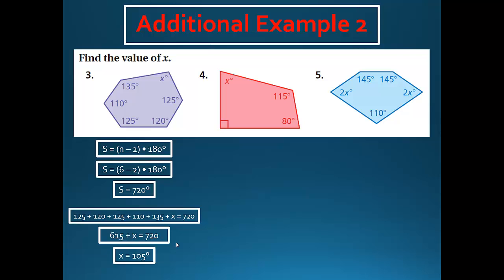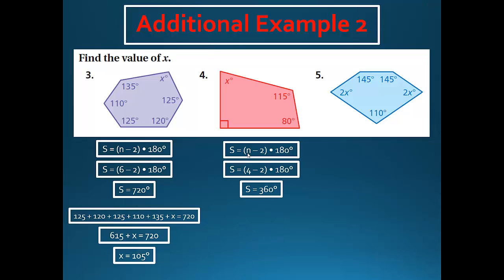For number 4, we're going to start with our formula again. S equals the quantity n minus 2 times 180 degrees. This figure has 1, 2, 3, 4 sides. So we're going to substitute the 4 in for n. So we're going to have S equals the quantity 4 minus 2 times 180 degrees. And 4 minus 2 equals 2. And 2 times 180 is 360. So S equals 360 degrees.